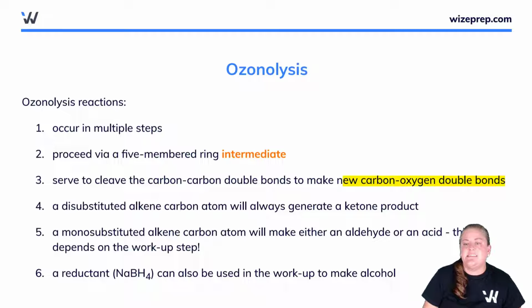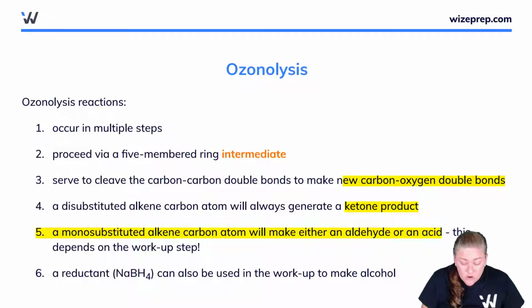Now, ozonolysis is a really useful reaction because it serves to cleave the carbon-carbon double bonds to make new carbon-oxygen double bonds, aldehydes, ketones, and acids specifically. A di-substituted alkene will always generate a ketone product, but a monosubstituted alkene has some choice, and that's where different workup steps will come in. A monosubstituted alkene will make either an aldehyde or an acid, and this will depend on the workup. A reductant can also be used in this reaction in the workup step to make an alcohol, as we'll see.